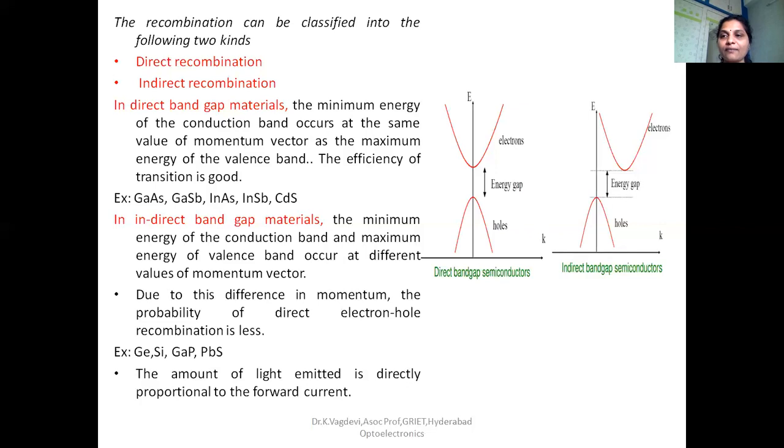So in this class, we have discussed generation and recombination definitions, how it happens in semiconductors, then the types of recombination, that is, direct and indirect band gap semiconductors. As a clue, in the coming topics on optoelectronic devices, we are going to study direct band gap semiconductors, where we can see light as an output.